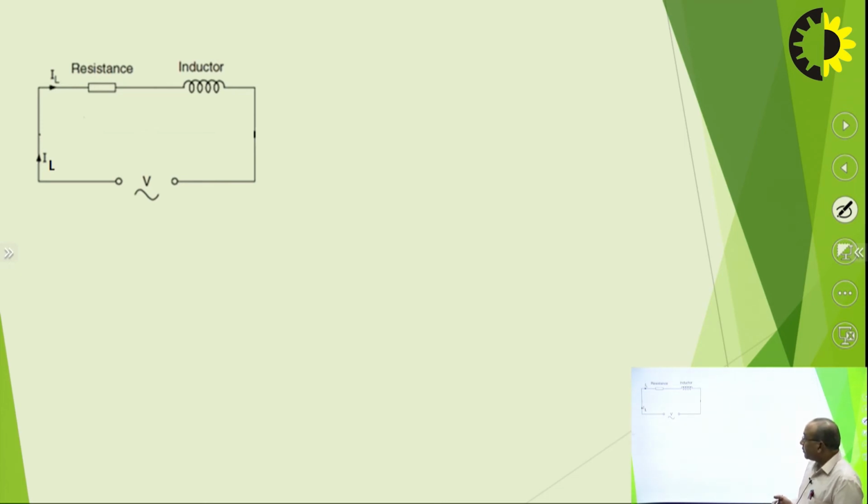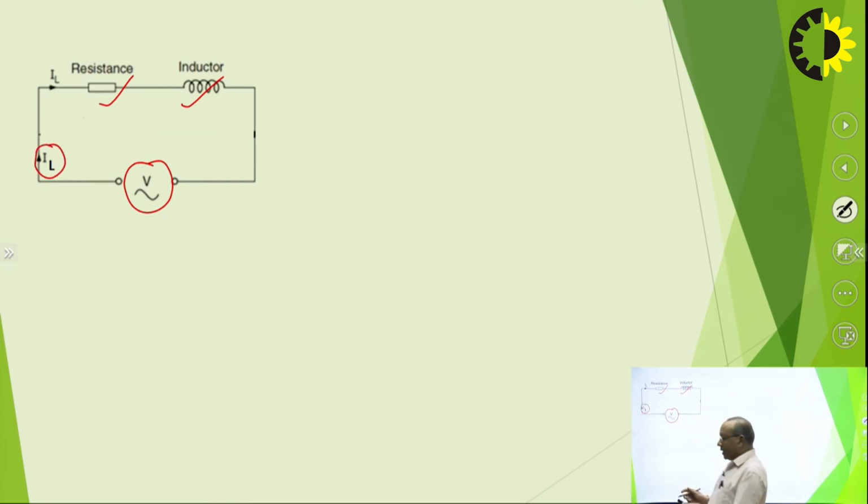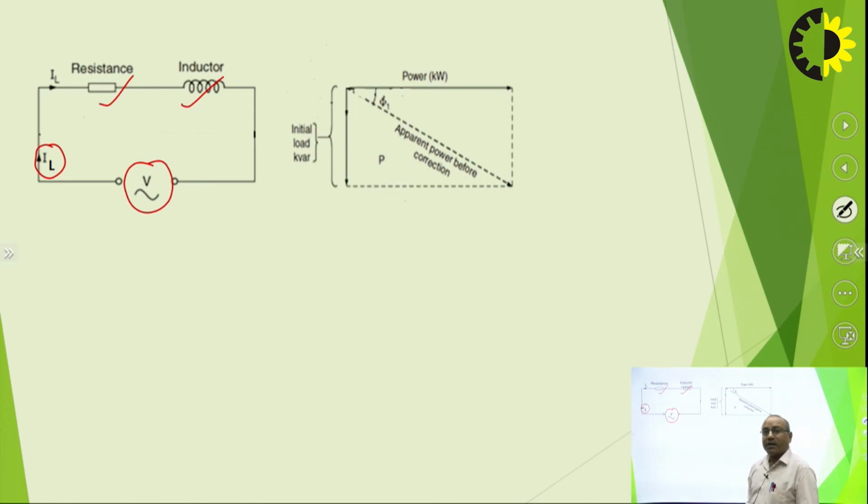Initially we have this circuit in which a resistance and inductance are connected as the load, supplied by this AC voltage supply having a voltage V. The current supplied to the load is IL, the load current. In the figure diagram we have active power in kilowatt, kW, and reactive power in kilovolt ampere reactive, kVAR. These are the active and reactive power of the load, and the resultant of these two is the apparent power, shown by the dotted line.